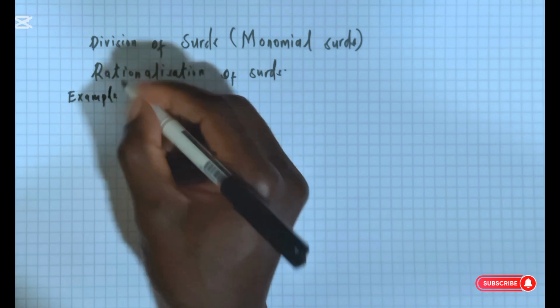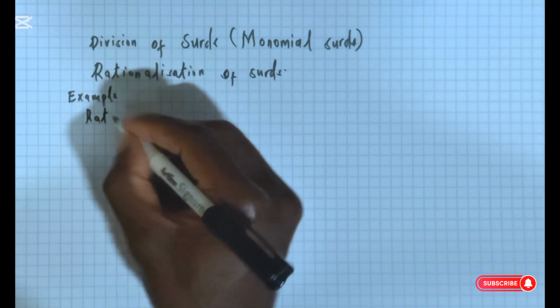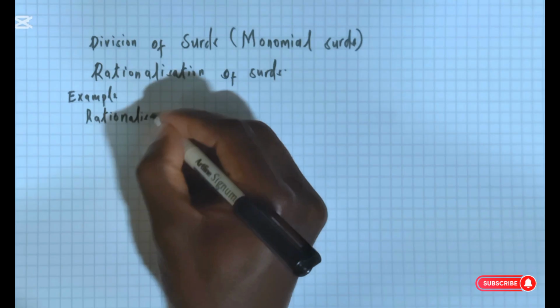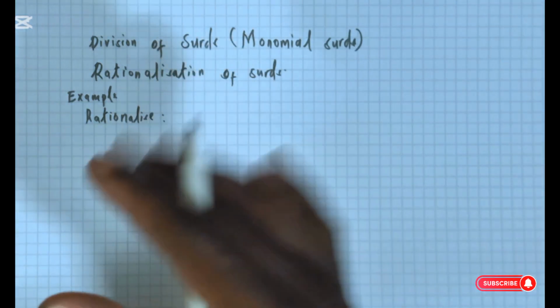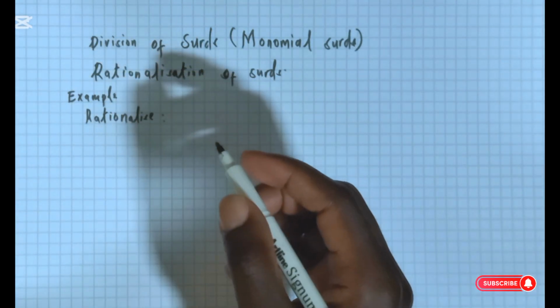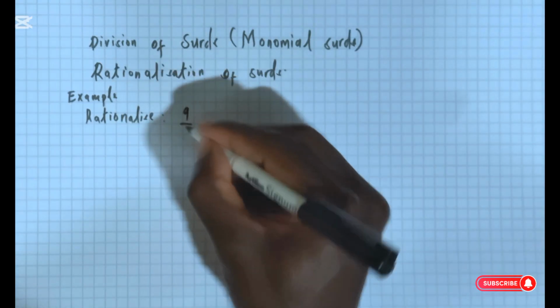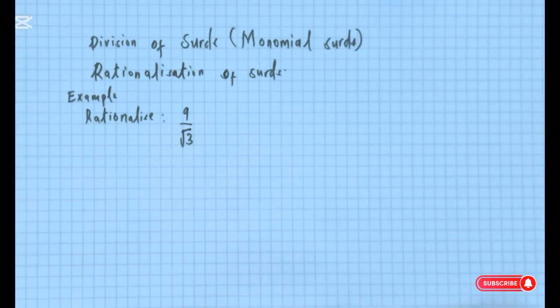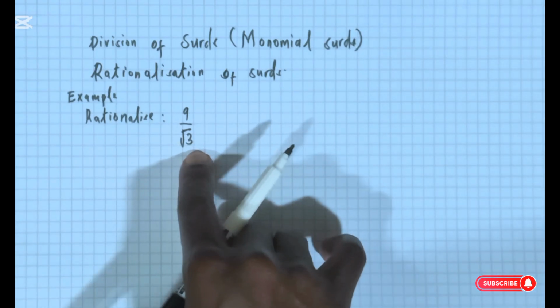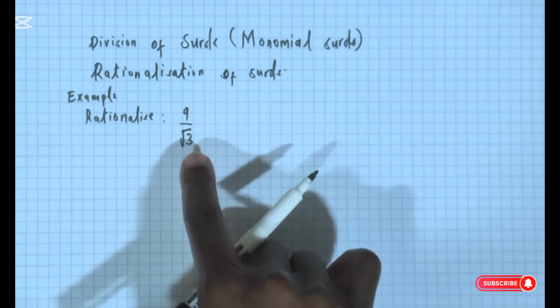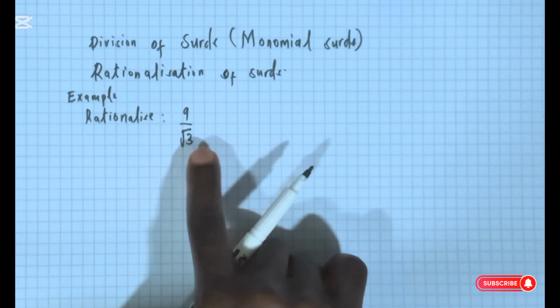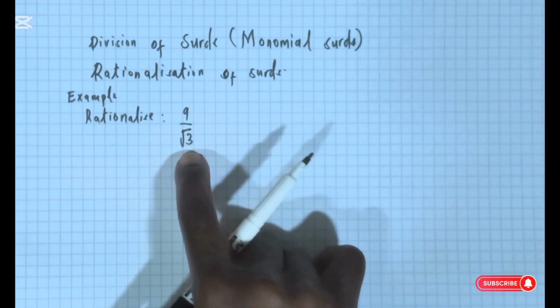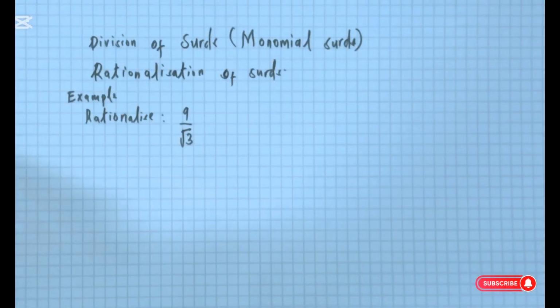In our first example, we have been told to rationalize 9 over root 3. Basically, we are supposed to make sure that the denominator is not a surd. So how do we make sure that root 3 here, which is our denominator, is not a surd? Usually we multiply it by another surd that is identical to it, so that we do not change the value of the whole term as well.